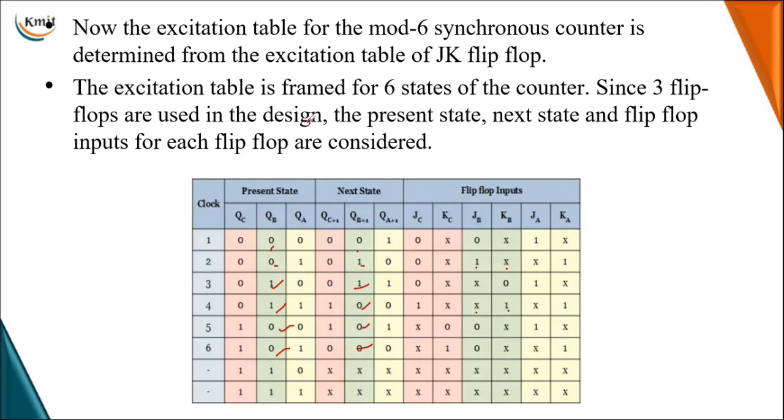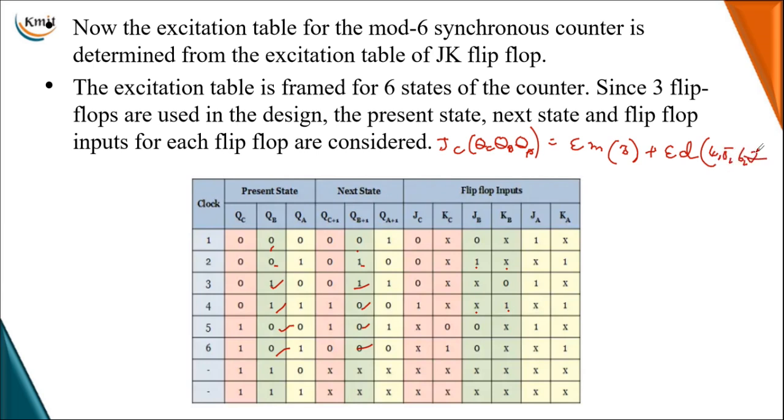So now, just by observing all the excitation input columns, we are going to write the standard SOP expression of each input in terms of QC, QB and QA. So if I write those expressions, JC is sigma m of 3, since only one minterm is available on the JC column, minterm 3, and the remaining are all don't care. So sigma D of 4, 5, 6, 7 are all don't cares.